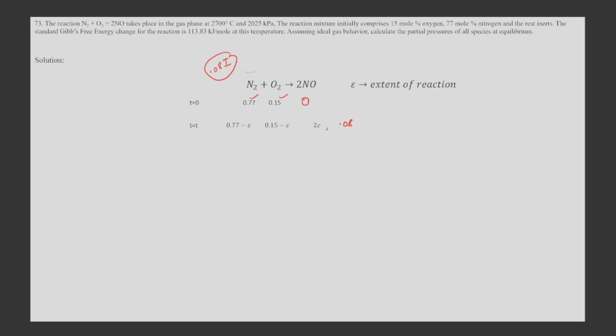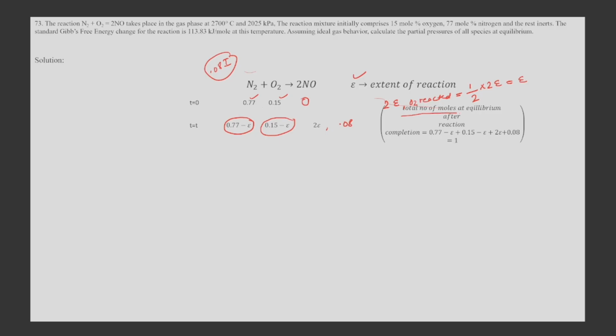Now, E is the extent of reaction, so NO formed is 2E, right? Then O2 reacted will be the stoichiometric coefficient of O2 over the stoichiometric coefficient of NO into 2E. So E is the O2 reacted. So feed minus O2 reacted will be O2 unreacted. Similarly, N2 unreacted.